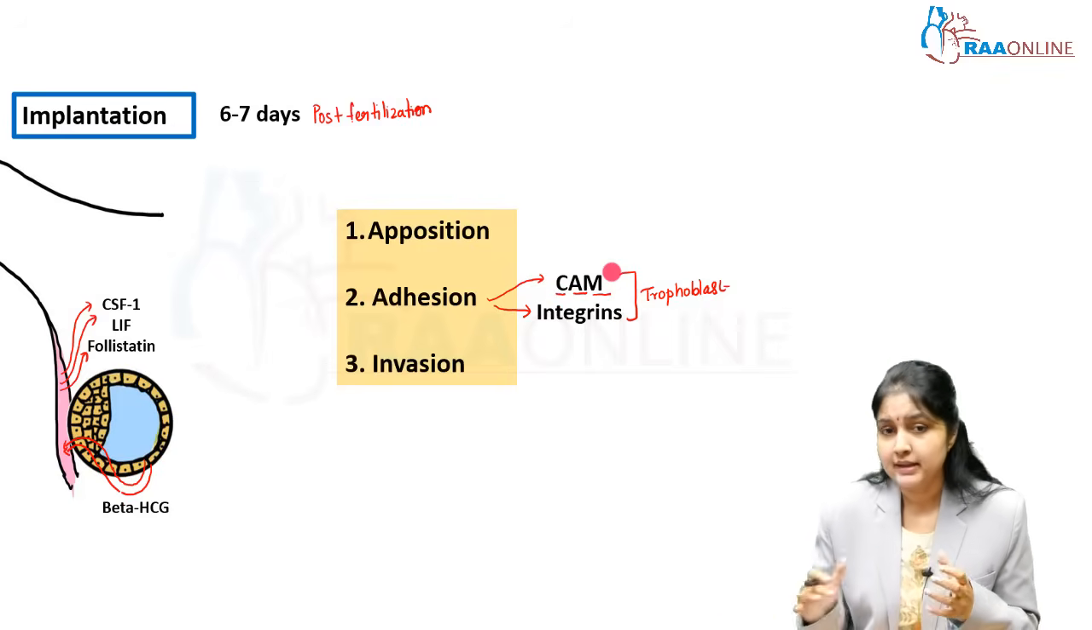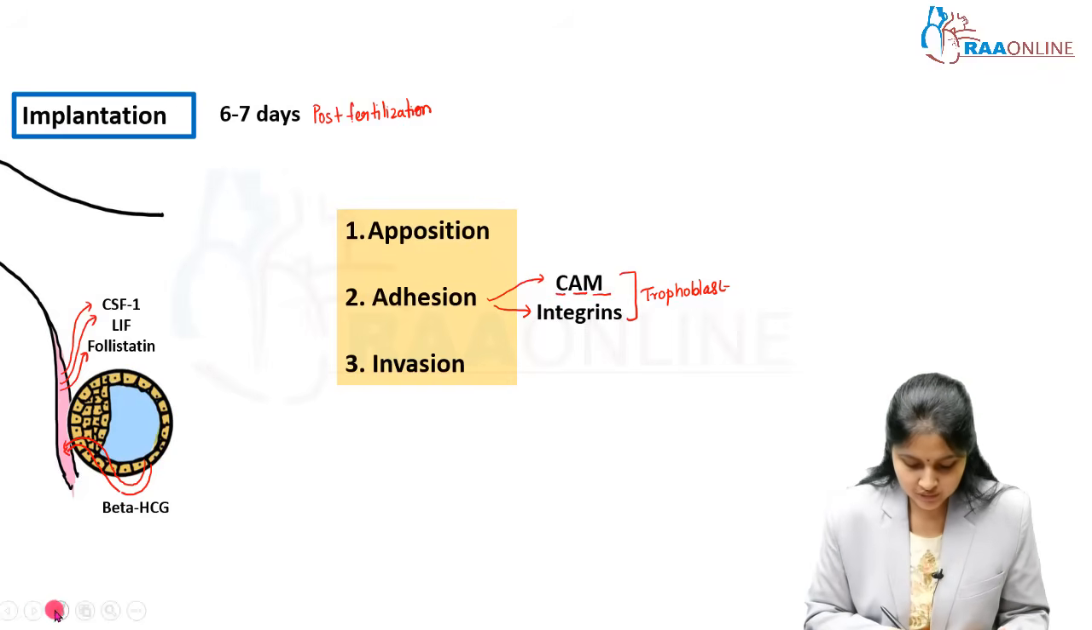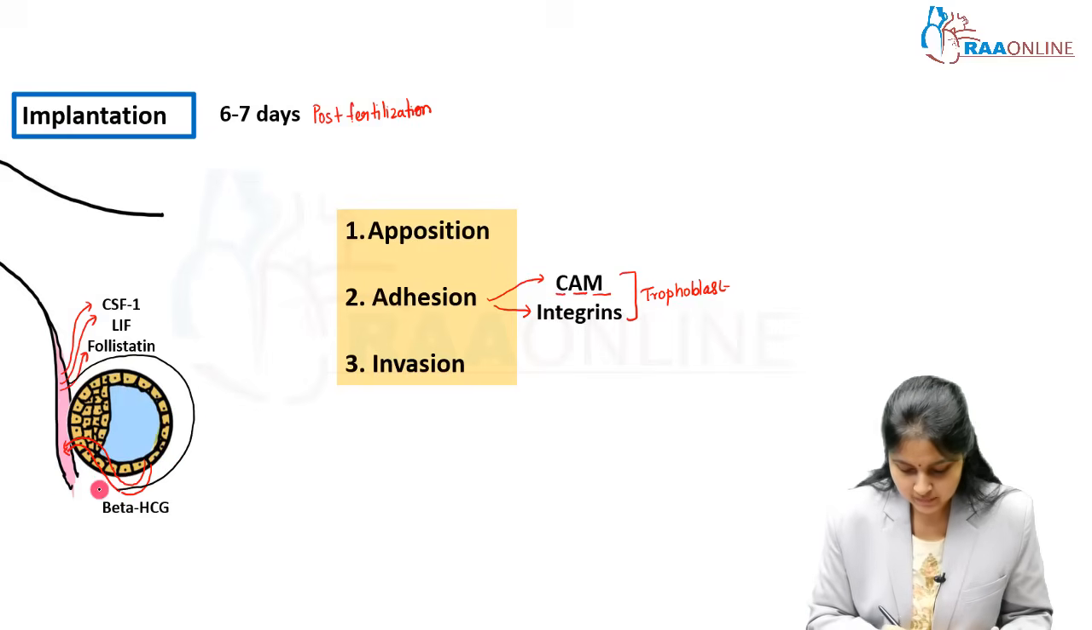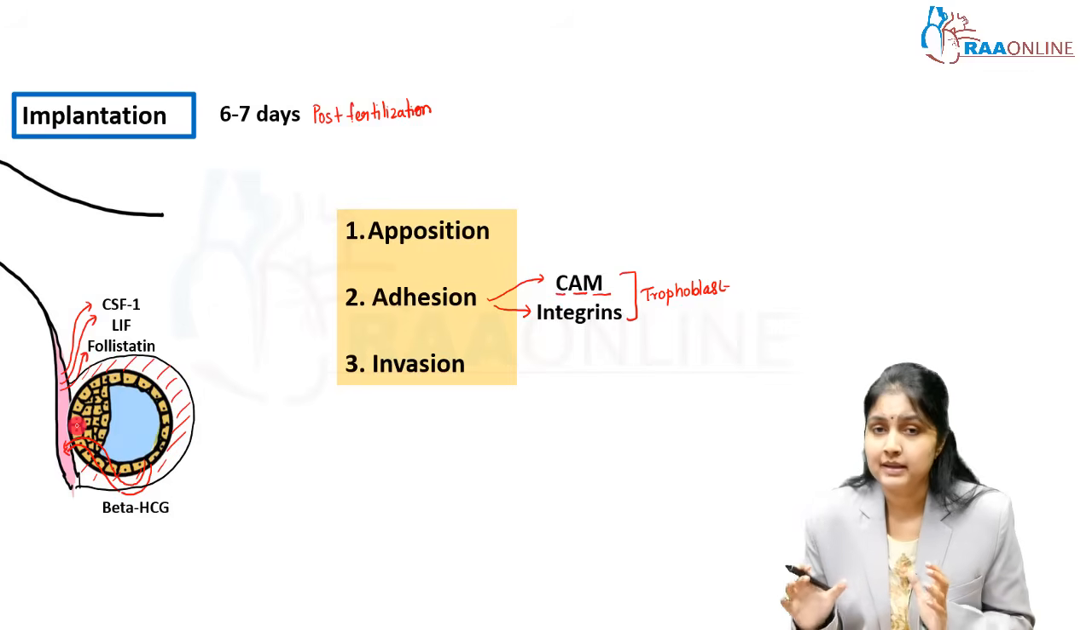The third is invasion, where the blastocyst completely burrows itself inside the decidua. So it is completely surrounded by the decidua. That is invasion. So implantation happens through these three stages.